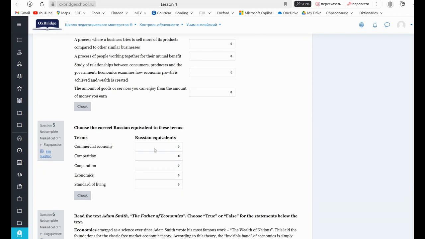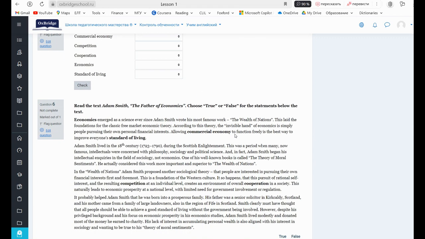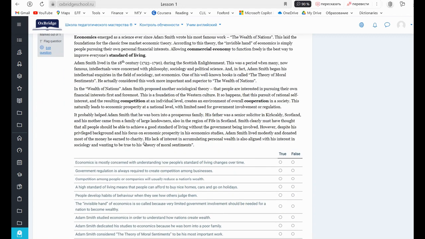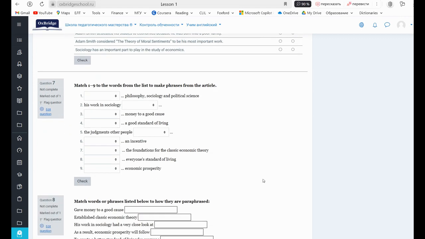These are really simple ones where we're introducing them to some basic economic vocabulary, which is then used in the text that they're asked to read below. This is another form of automatic checking exercises, true or false questions.